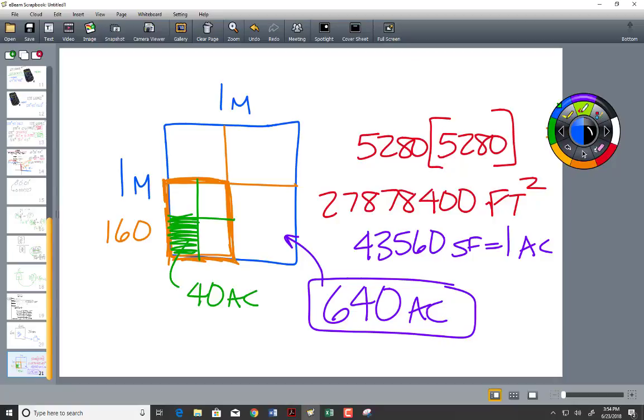What do you get? For one section here is how much? 10 acres.